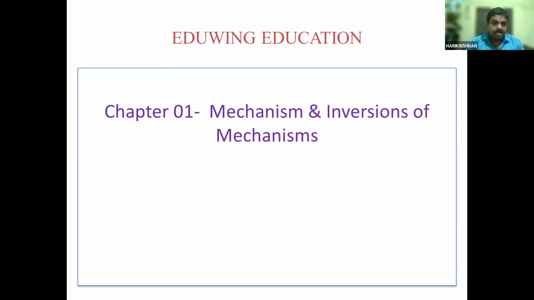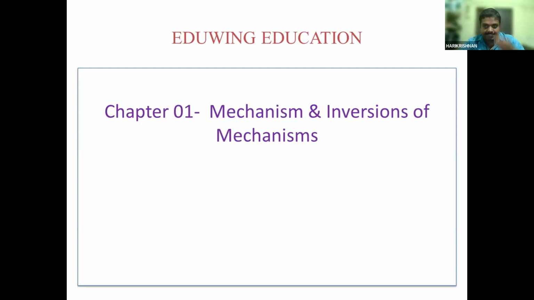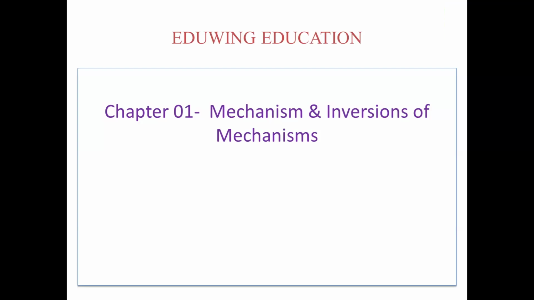What we are going to study is mechanism, what we mean by mechanism, and what we mean by inversions of mechanism. So this is what we are going to discuss. The subject I am handling is theory of machines. In that, we are going to study what we mean by mechanism, why there is a mechanism, what is the specialty of a mechanism, etc. We will discuss this in this chapter. So we are starting with mechanism.